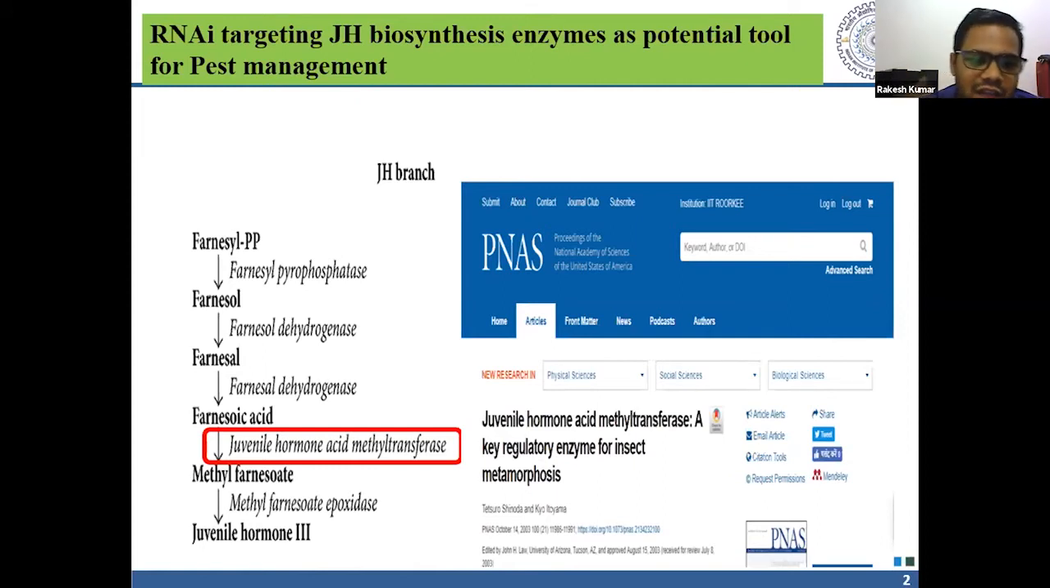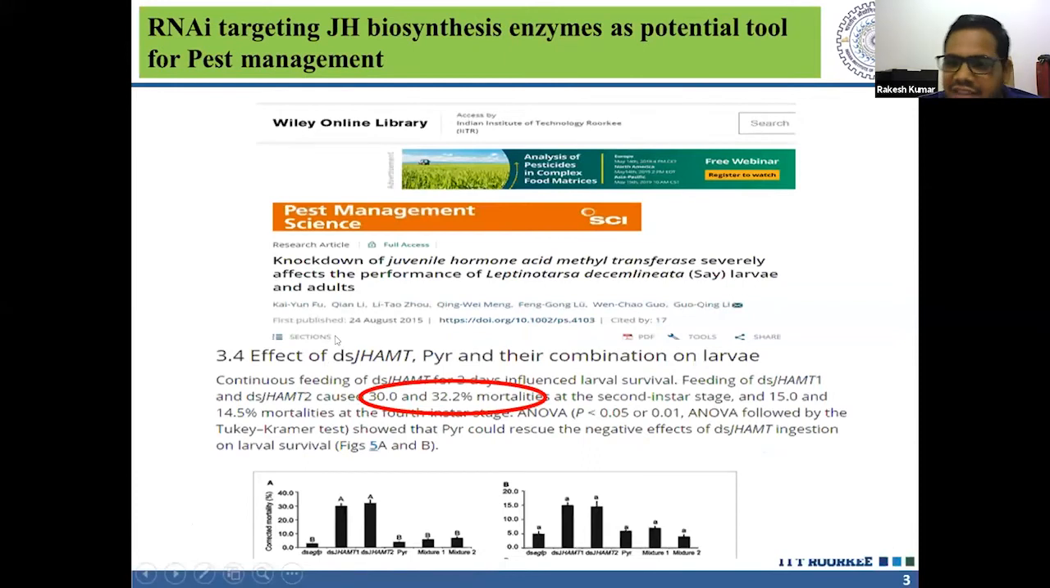In that, the juvenile hormone acid methyltransferase acts on farnesoic acid and methylates it to methyl farnesoate, and later on the methyl farnesoate is converted to juvenile hormone. That is the case in Diptera, Orthoptera, and other insects. But in the case of Lepidoptera, the order of conversion from farnesoic acid to juvenile hormone is order dependent.